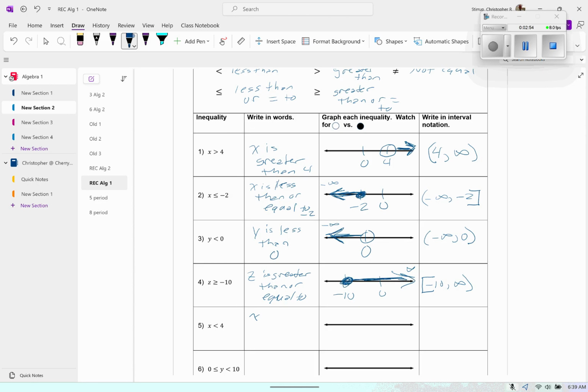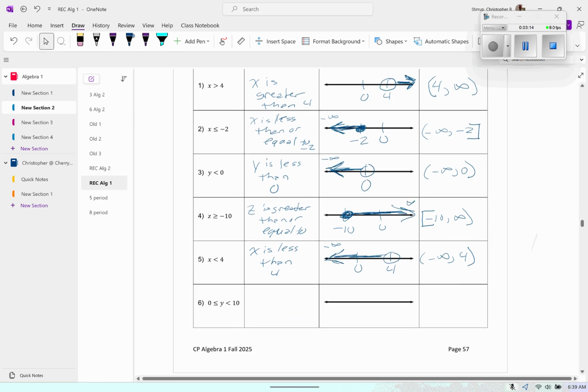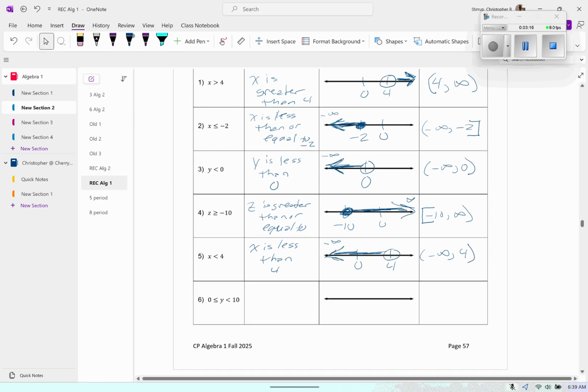This is x is less than 4. So you have 0 here. To the right, you have 4. You're going to have an open dot at the 4, and it's going to be less than, so you're going to the left. So that's pointing to -infinity. So you're -infinity to 4, and it's going to be a parenthesis. Sometimes we might call parenthesis a soft bracket.